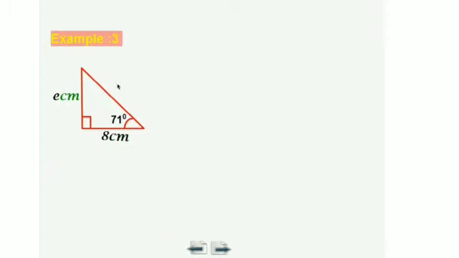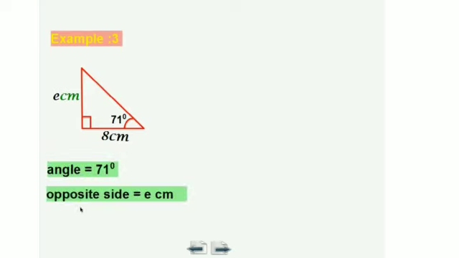Example 3. This is our question using this right angle triangle. We know now 8 centimeter is our adjacent side. 71 degree is the angle. Then comparing to 71 degree, the opposite side is E centimeter. Find the value of E. So what are the given conditions in your question? Angle given 71 degree. The opposite side we don't know, that is E centimeter, but we know the adjacent side is equal to 8 centimeter. So what is the opposite and adjacent relation? It is tan.